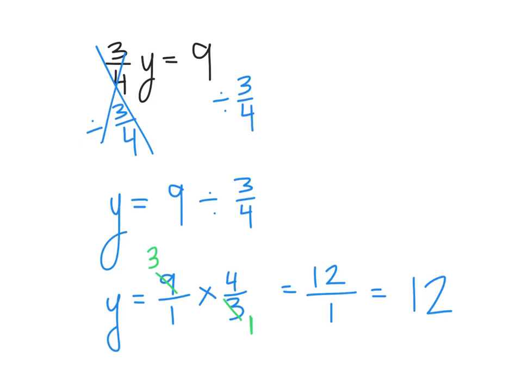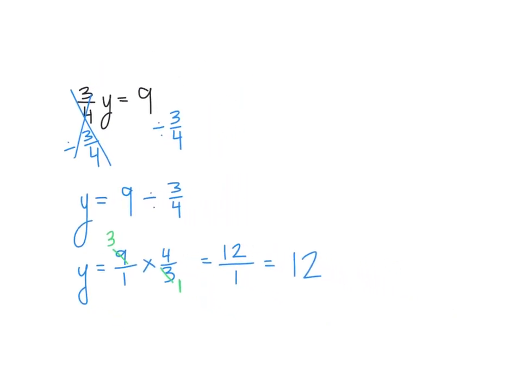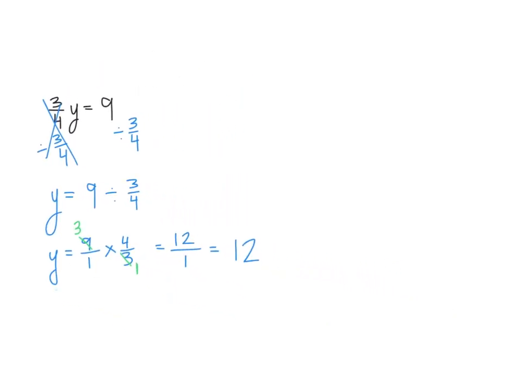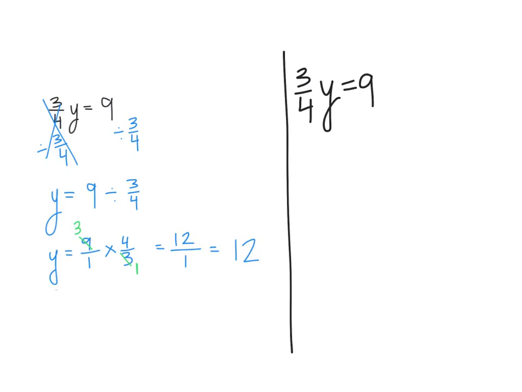Did you know there's actually a shortcut to solving this problem? I'm going to do the exact same problem for you right now, but I'm going to do it using a shortcut method. So the same problem that we just did was 3/4 y equals 9. Here's the shortcut. The shortcut method is, if a variable is being multiplied to a fraction, instead of going through the whole keep change flip and all of that, you can actually multiply both sides of the equation by the reciprocal of the fraction.